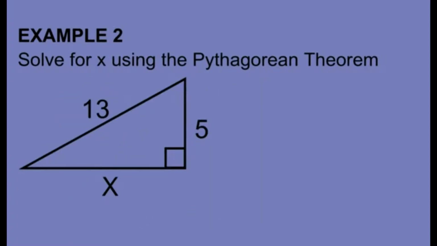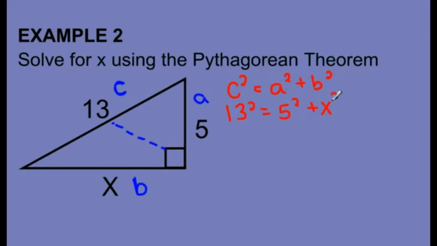Okay, let's look at the second example. Remember, the side opposite the right angle, that's our 90-degree angle, is our hypotenuse, which is labeled c. The other two sides we can label a and b, and it doesn't matter which one is which. The Pythagorean theorem states that c squared equals a squared plus b squared. Let's sub in what we know. Well, I know c is 13, and I know a is 5, and b is our x. That's our unknown. We're not sure what that side is.